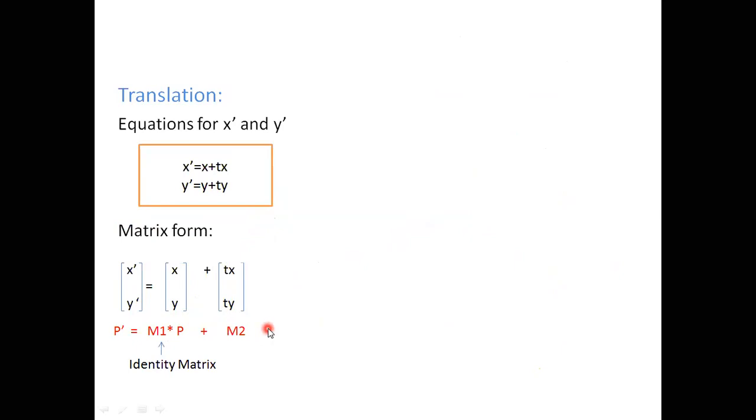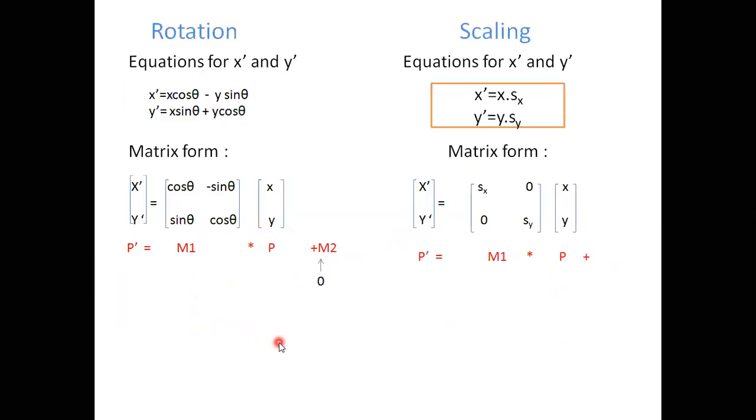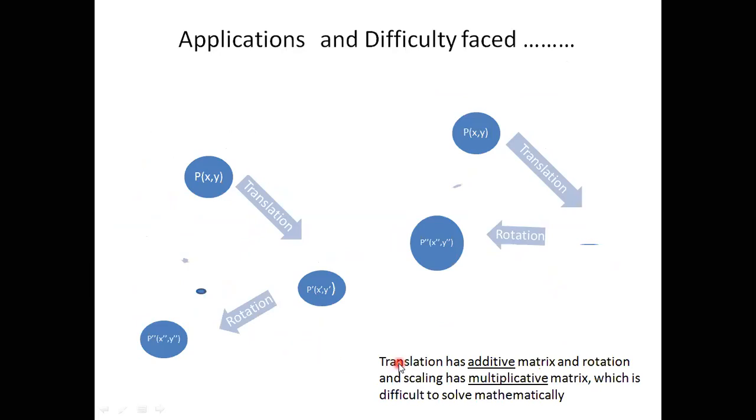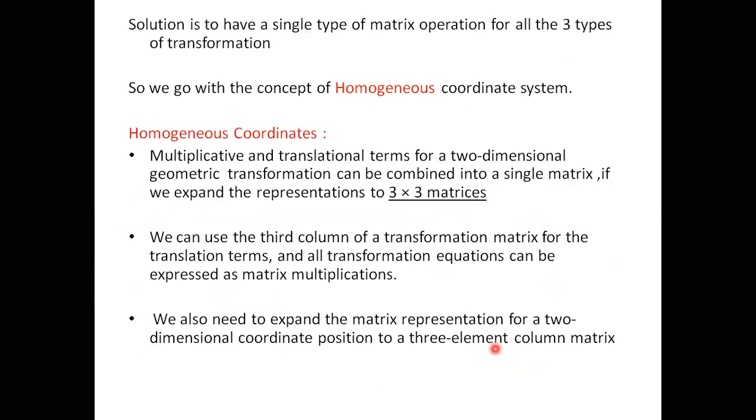Okay, removing this additive metrics. Fine, that was what they actually needed. Because having additive and multiplicative metrics became more complex for us, the solution is to have a single type of matrix operation for all three types of transformations. A single type of matrix operation means either multiplicative operations or additive operations. So we went for multiplicative operation because the hardware for providing that multiplicative operation was cheaper.